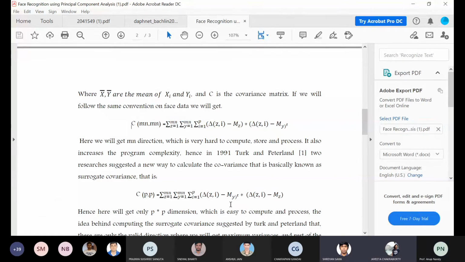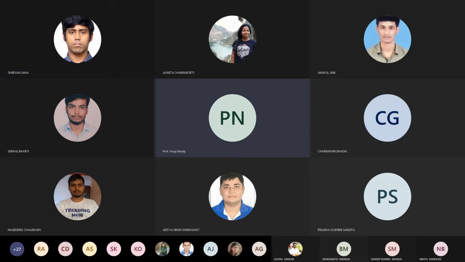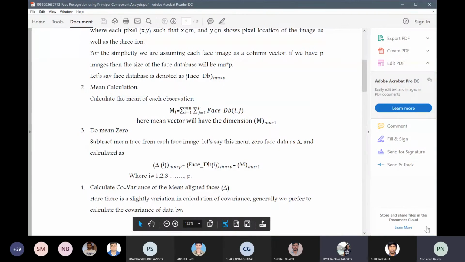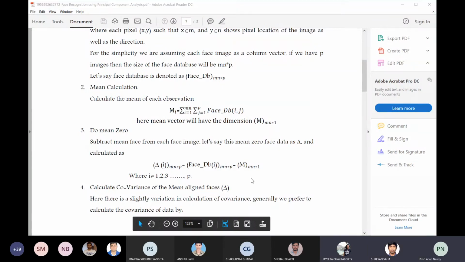Ma'am, can I share my screen once so that I can show which portion I'm talking about? Yes. Okay, thank you, ma'am. Actually, it is A transpose, then changing to A transpose, that's it. Ma'am, can you see my screen?